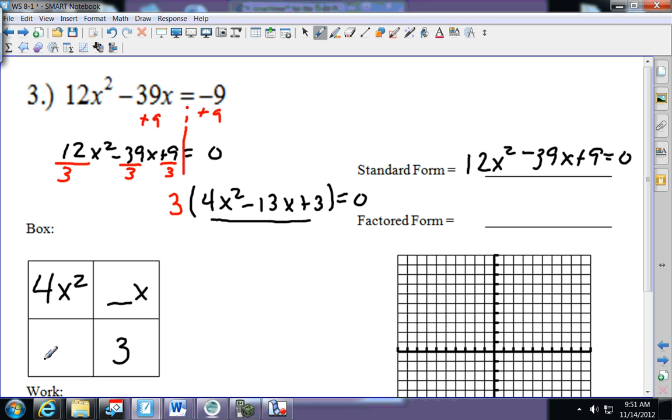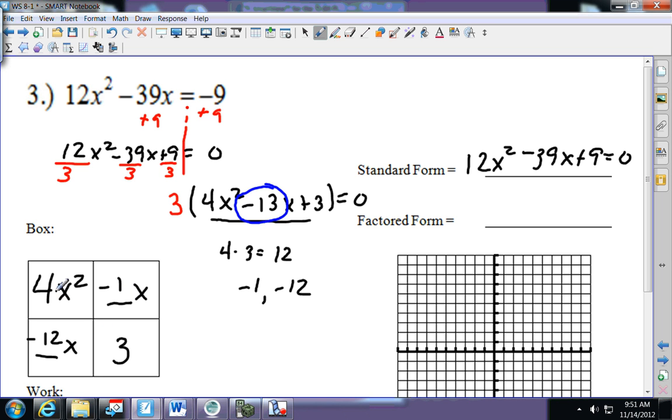Something x, something x. Again, I take 4 times 3. 4 times 3 is 12. I need the factors of 12 that give me negative 13. You're going to find by putting in the calculator, it's negative 1 and negative 12. So I have negative 1x and negative 12x. Another question that always comes up is, does it matter which box you put these ones in? No, it does not.